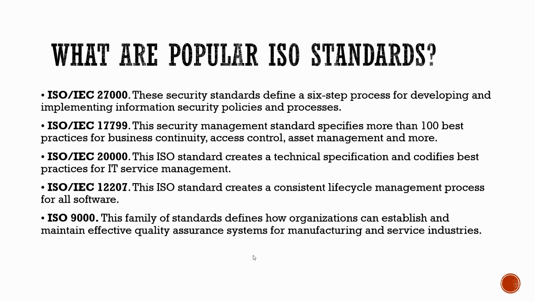Third one is ISO IEC 20000. This ISO standard creates a technical specification and codifies best practices for IT service management. The next one is ISO IEC 12207. This ISO standard creates a consistent lifecycle management process for all software. And last one is ISO 9000. This family of standards defines how organizations can establish and maintain effective quality assurance systems for manufacturing and service industries.